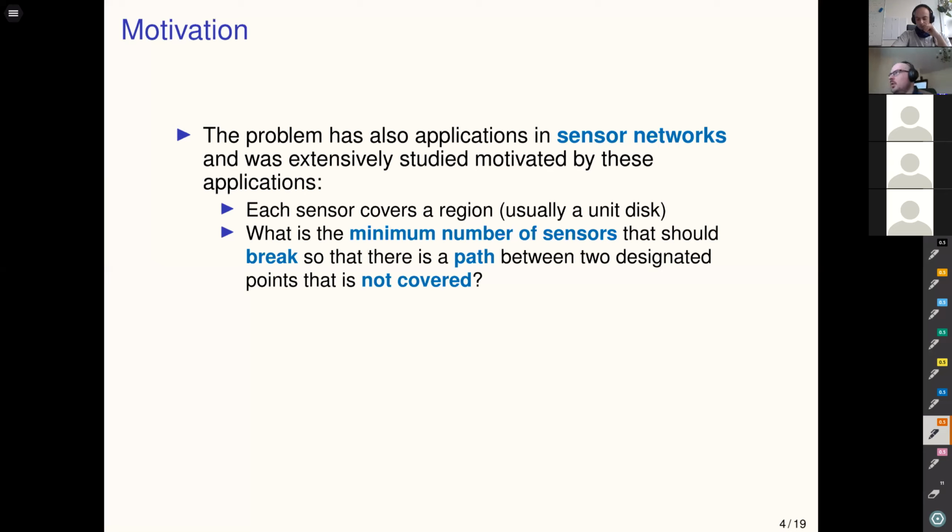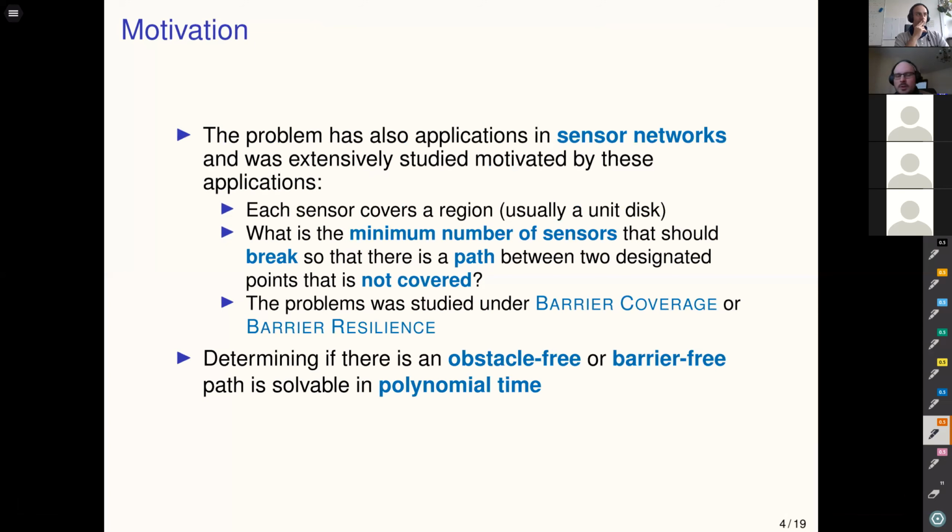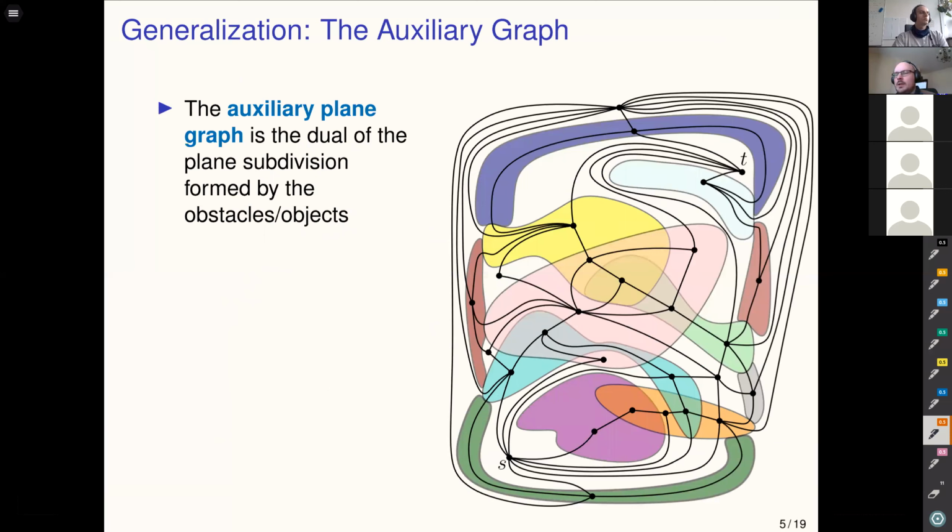This is basically more from the point of view of an attacker: which sensors you should break. In this setting, the problem was studied under the name barrier coverage or barrier resilience. And just to point out, if in our setting there exists a path that does not cross any obstacle, so we don't need to remove any obstacle, this problem is actually solvable in polynomial time. This was known even before.